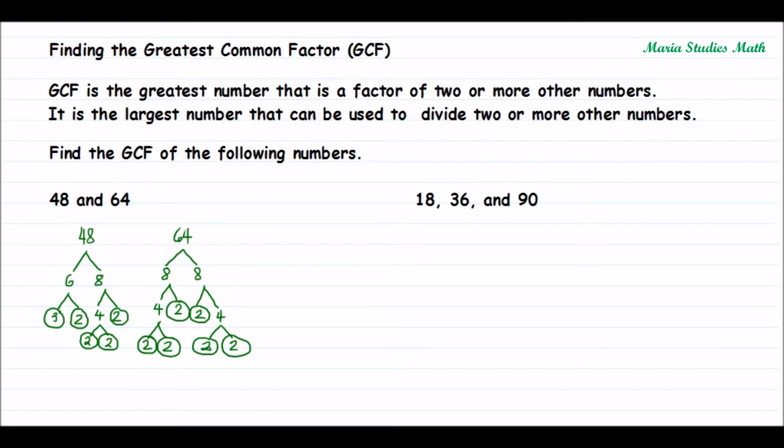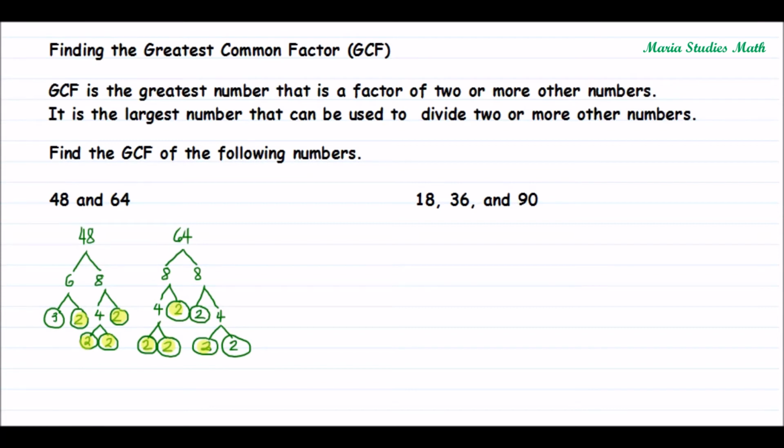The next step is for us to identify what are the common factors between the two given sets of factors. To make it easier, let's highlight the common factors between 48 and 64. So, both of them have 2. Another 2. And then another 2. Another 2. From there, there are no other common factors aside from all those highlighted 2's.